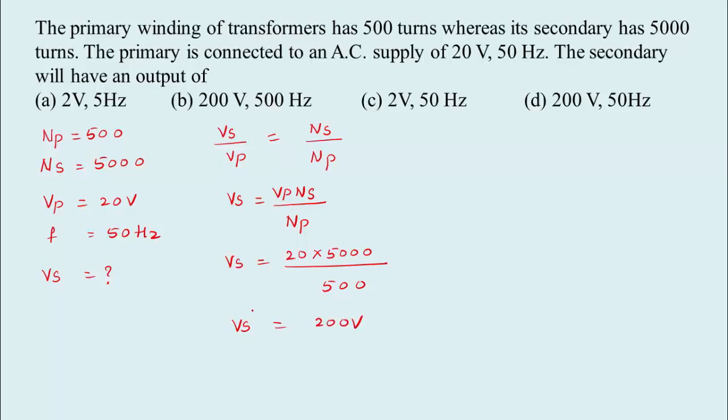Right. So there are two options here, option B and option D, 200 volt. Remember, frequency is the same in both the coils, primary as well as secondary. So option D is right, which has voltage across secondary 200 volt and frequency 50 hertz.